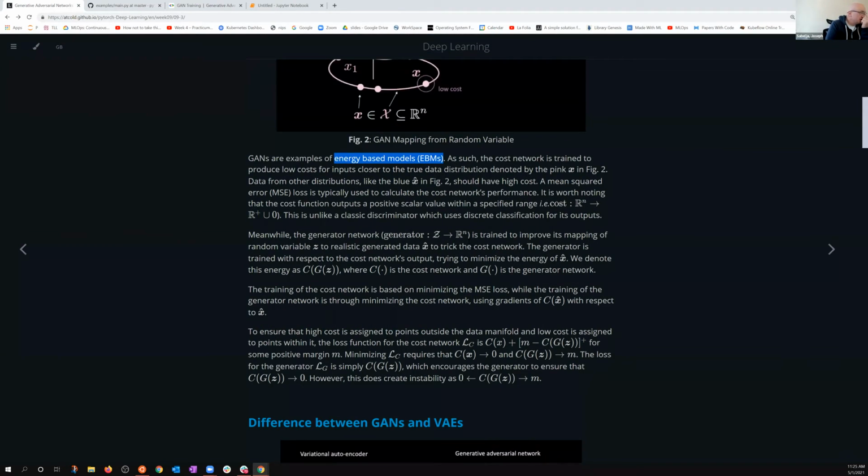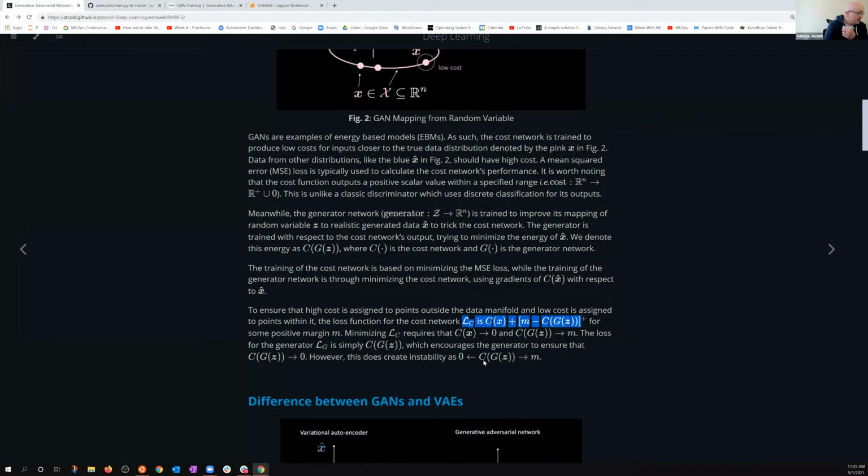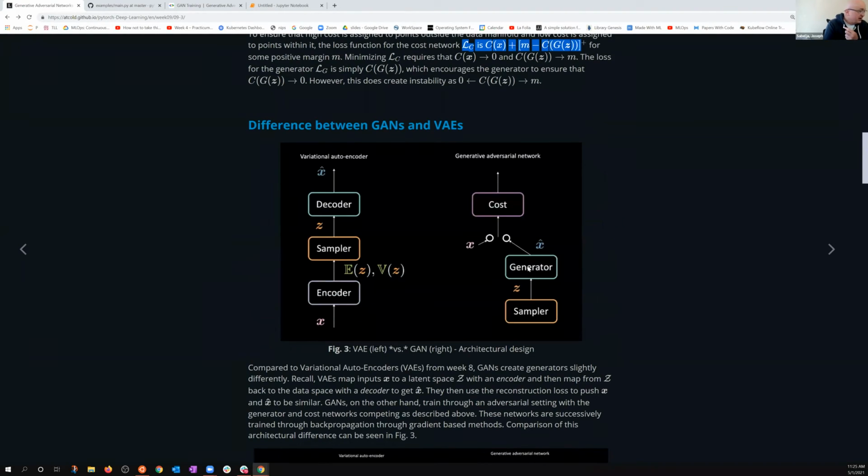Okay, let's just quickly finish this section. I think we covered most of this, but basically the generator network is trained to improve the mappings from the Z space back to the X space, so that it's close to the manifold, and it's generating X hat to trick the cost network. One thing I wasn't exactly clear on is the loss function. So let me go back to this diagram.